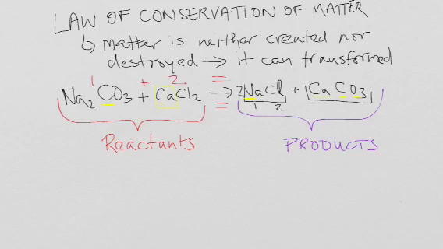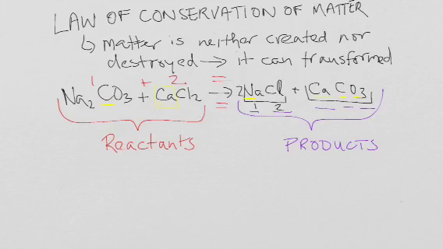So on this side, on the product side of the actual equation, how many different types of elements do we have? On the product side, we've got a total of 5 different types of elements. We've got Na, we've got Cl, we've got Ca, we've got C, and we've got O.